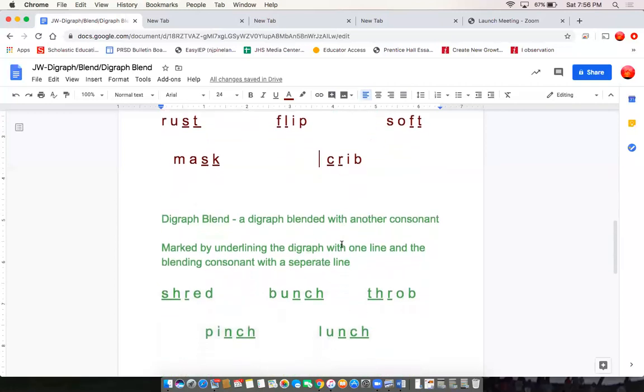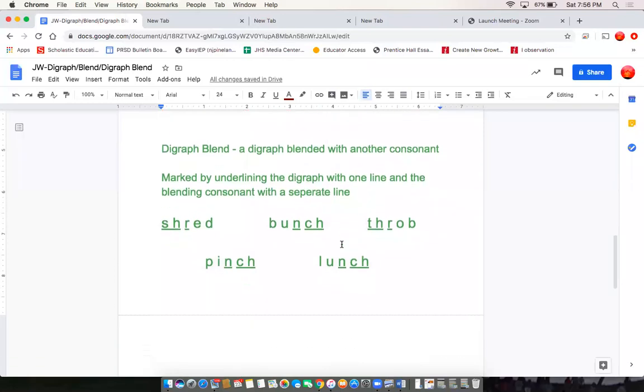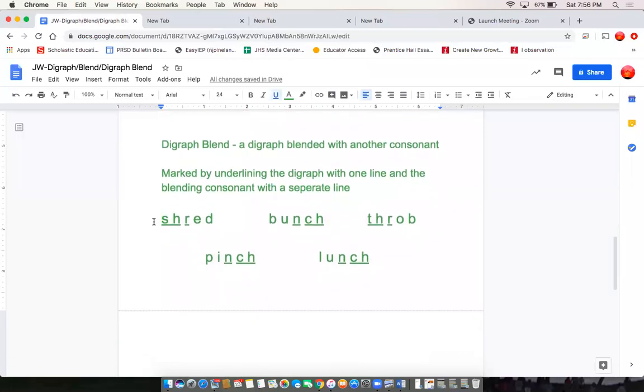Then we're going to scroll a little bit down. Okay, so these are our digraph blends, and they're exactly what they sound like. It is a digraph blended with another consonant. So you have one of your five digraphs that we learned about, but yet you have another consonant, meaning a letter that is not A, E, I, O, or U, connected next to it, okay?